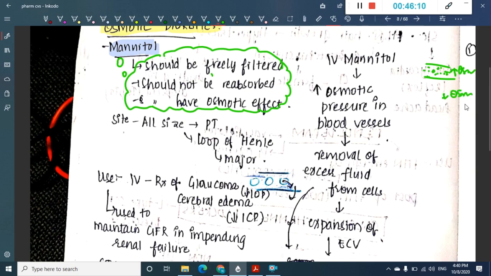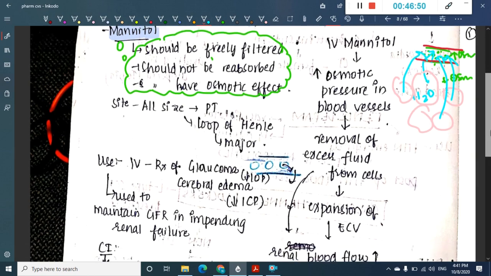As a result, osmosis occurs, that is, the solvent moves along the gradient from lower concentration to higher concentration. So the water will move from outside to inside the blood vessel. Outside there are many cells, so there will be movement of fluid from the cells to the blood vessels because of this mannitol.